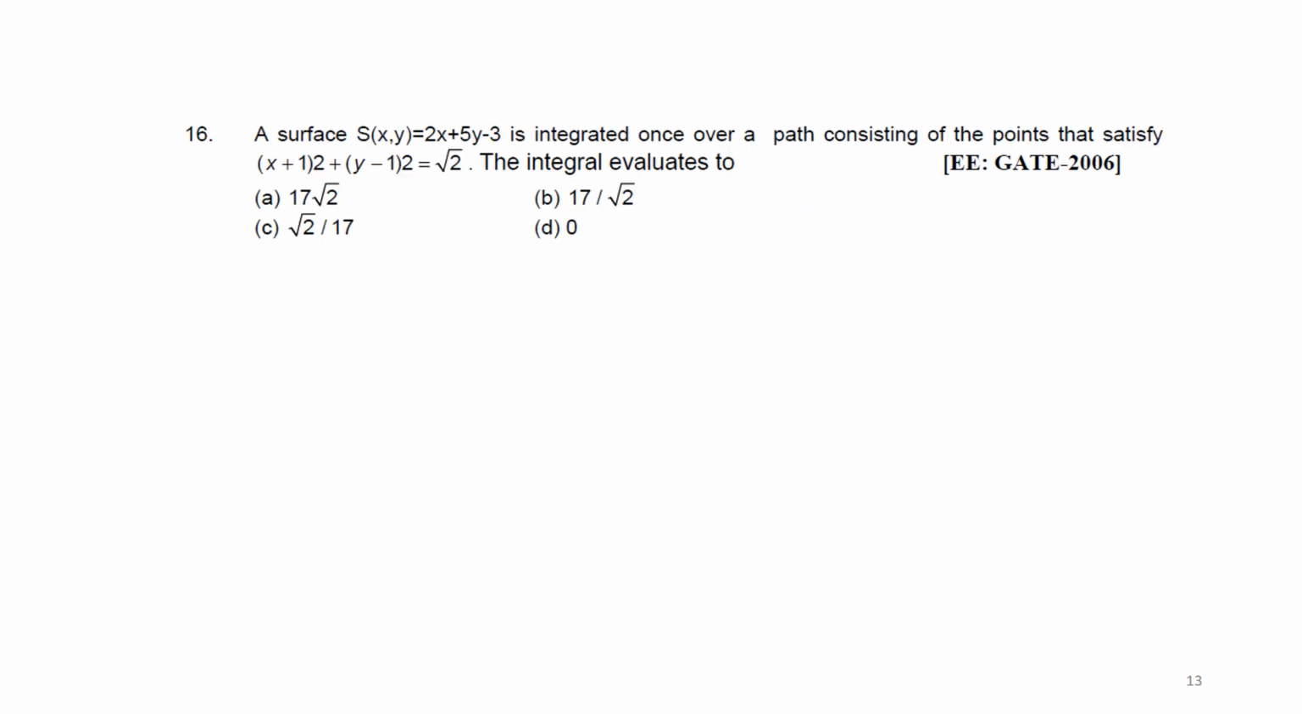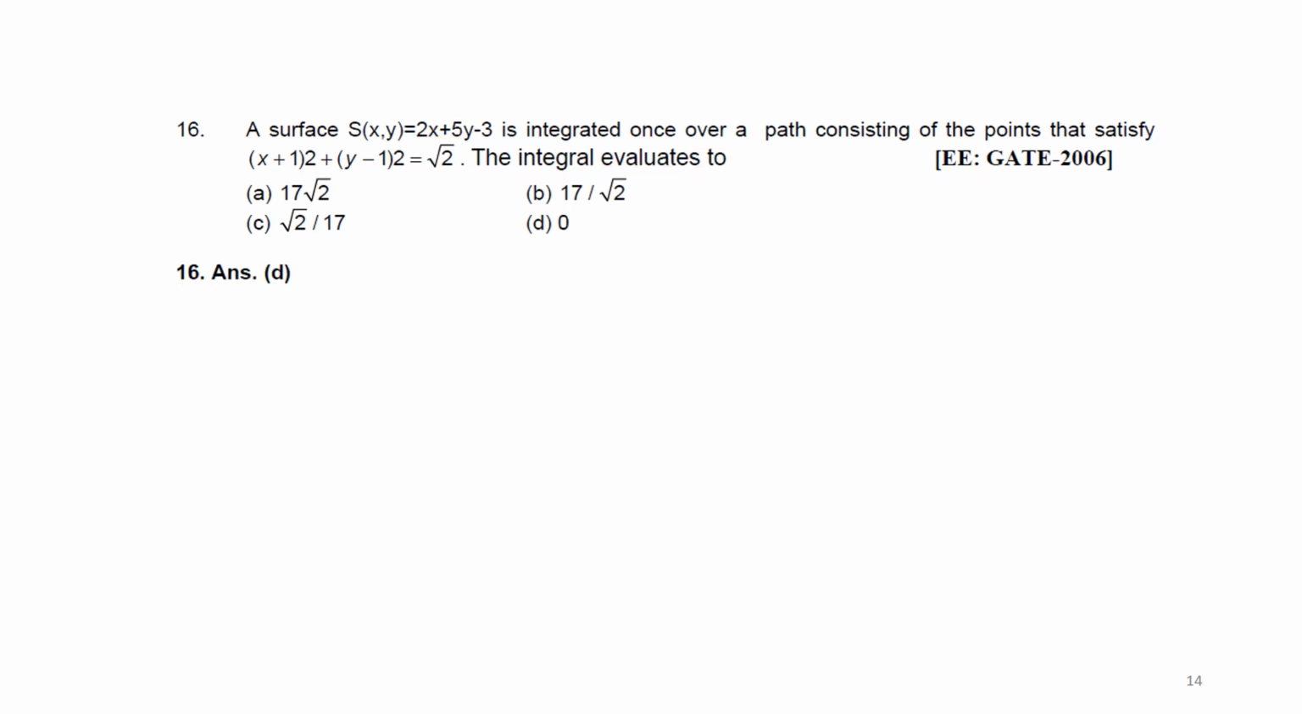Okay, next question. A surface is given, 2x plus 5 minus 3, integrated over a path consisting of points that satisfy this. The integral evaluates to... See, this type of question is complicated to solve, but its answer is D.